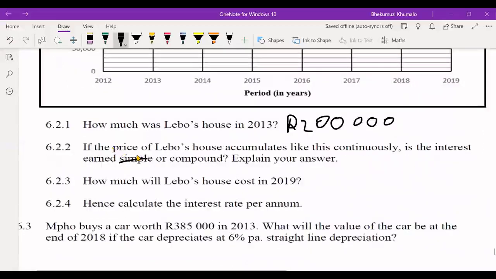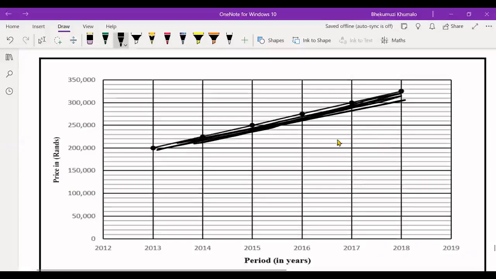Because it is growing as a linear graph, we know that this is simple interest. It is simple interest that is being earned. If it grew like a curve, then it would be compounded, but it's not compounded. It is linear because it's a straight line graph.